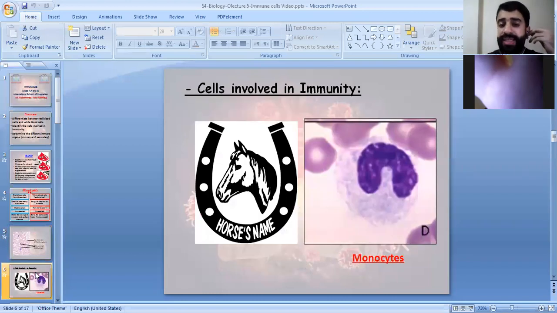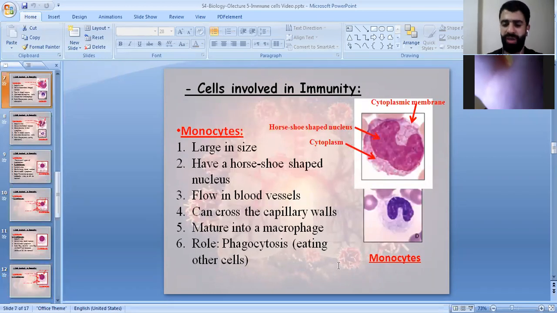Now, let's move to the cells involved in immunity. This is a cell that looks like a horseshoe shape. This is the nucleus of this cell. The nucleus looks like a horseshoe. A cell with a horseshoe-shaped nucleus is called the monocyte. So whenever we have a cell that has a nucleus like a horseshoe, immediately it's called monocyte. What are the different characteristics of the monocyte?